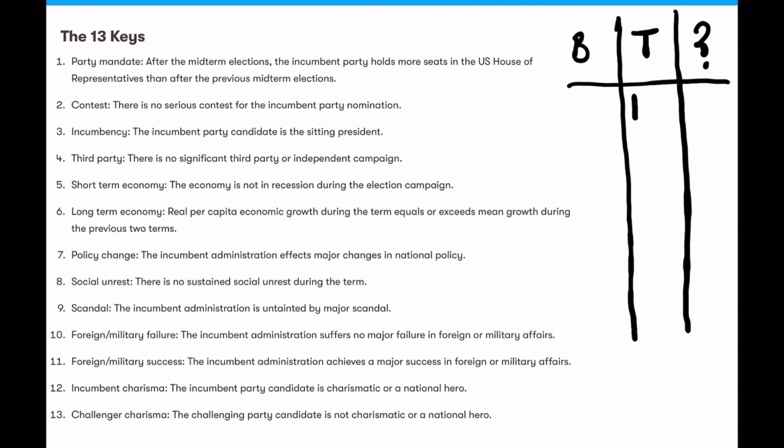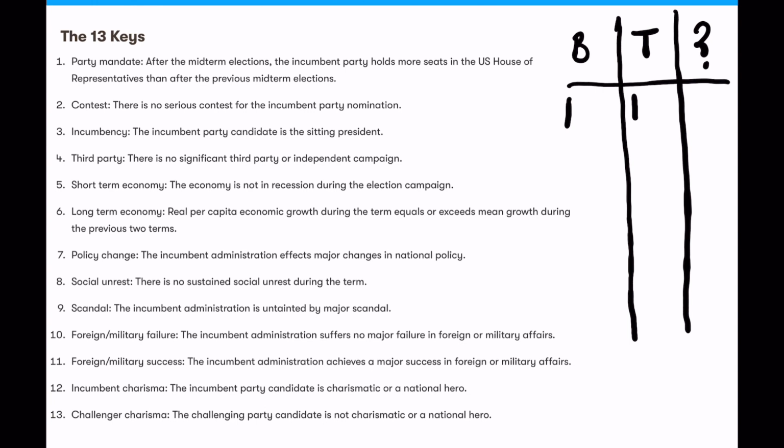All right, so contest. There is no serious contest for the incumbent party nomination. That's true. There's no serious contest for the incumbent party nomination. So what that means is Biden is the presumptive nominee for the Democrat Party. Although the Democratic convention has not happened yet, neither has the Republican National Convention, so it's not 100% certain, but I guess it really is, because Biden is the presumptive nominee for the Democrat Party, especially because he's the incumbent, right? So that goes to Biden.